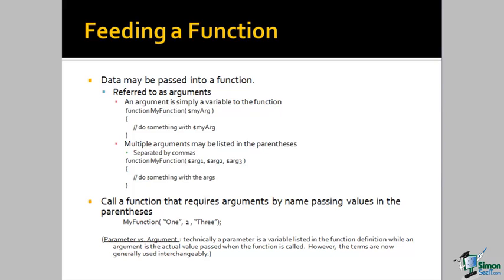Now, just to be clear and technically correct, when we define a function and list variables that the function expects when it's called, those variables are referred to as parameters. When a call is made to a function and values are passed into that call, those are referred to as arguments. Over the years, these two terms have become somewhat synonymous, but to be technically correct, you should know the difference between the definition of a parameter and that of an argument.